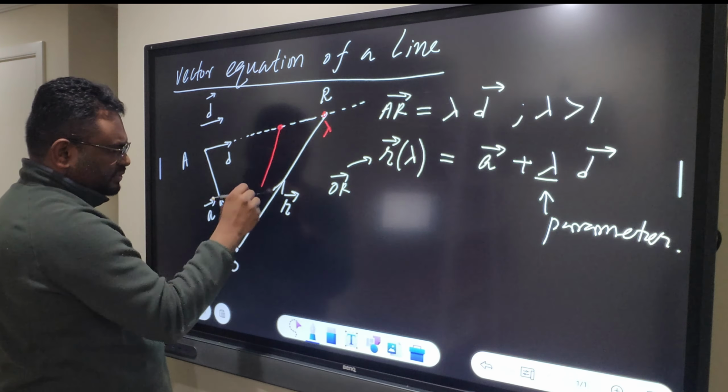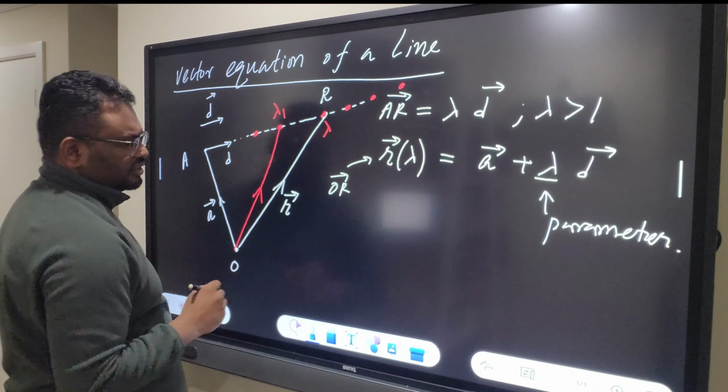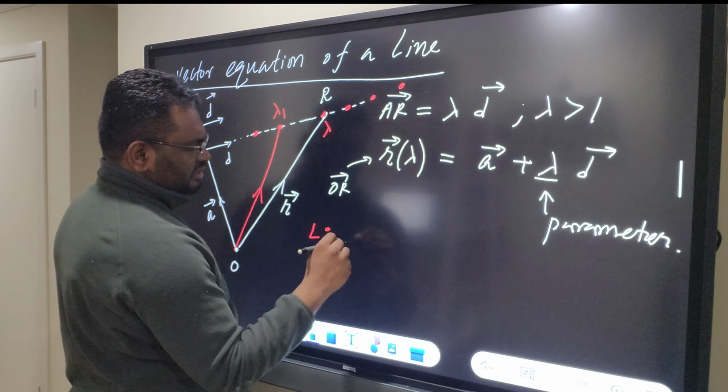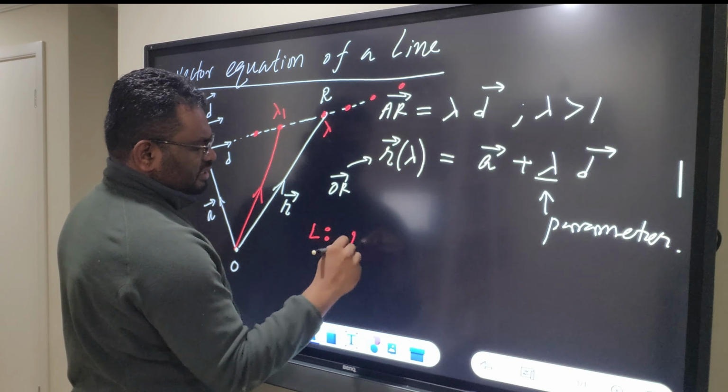Likewise, when you change lambda, you are literally changing this point. You can see we are changing all of these vectors which are defined from the origin, and then we are looking at a line. So we define this line through this setup. This is called the vector line. We can say the vector line is defined by R of lambda is equal to A plus lambda D. From this equation we define this line.